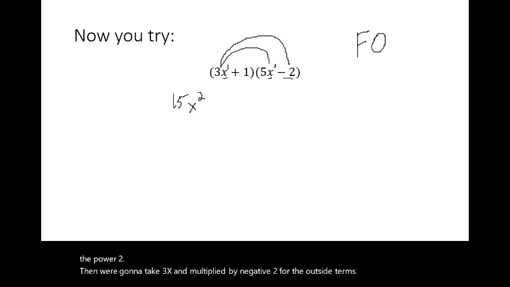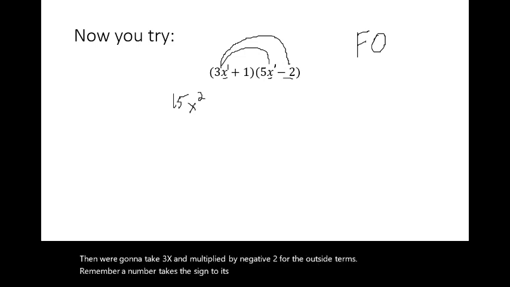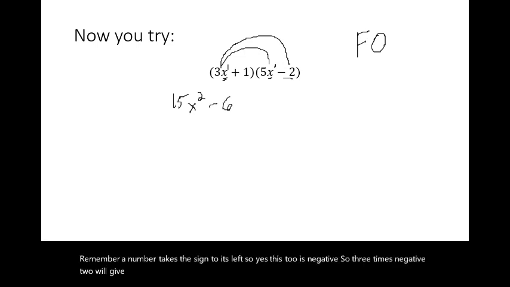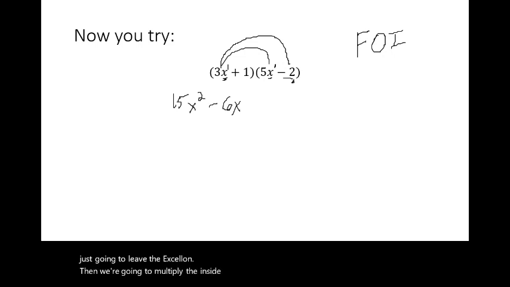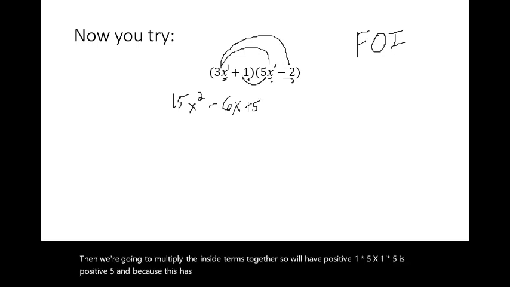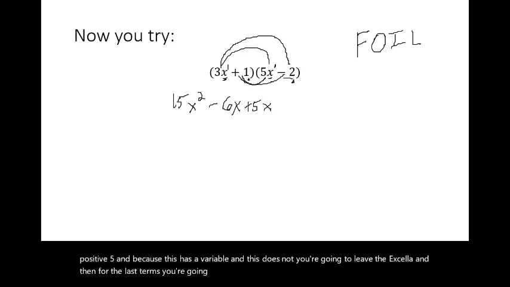Then we're going to take 3x and multiply it by negative 2 for the outside terms. Remember, a number takes the sign to its left, so yes, this 2 is negative. So 3 times negative 2 will give us negative 6, and because this has a variable and this does not, you're just going to leave the x alone. Then we're going to multiply the inside terms together, so we'll have positive 1 times 5x. 1 times 5 is positive 5, and because this has a variable and this does not, you're going to leave the x alone.